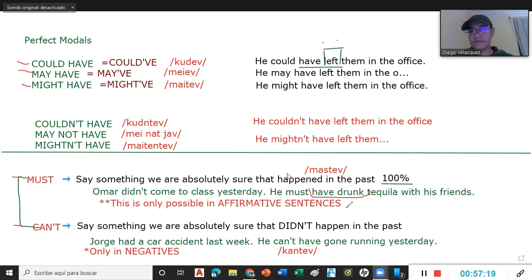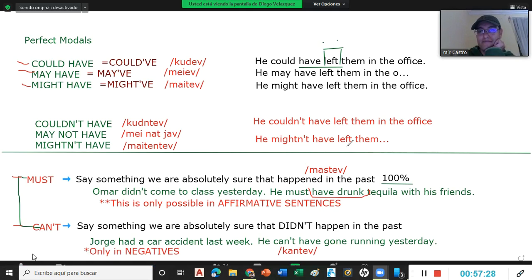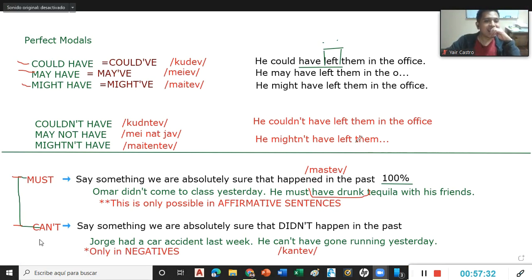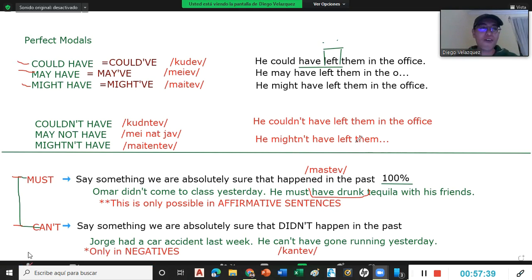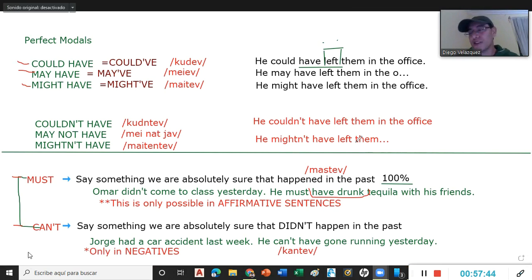Yes or no, my friends? Yes, teacher. Okay, we finished. Easy or difficult? Difficult. Good. Difficult? Welcome to intermediates too, my friends. So as you are advancing in levels, the topics are going to be more and more complicated, okay? But now don't worry. I think that maybe this is the most complicated topic in all this level, okay? The rest of the topics are easier than the perfect modals.